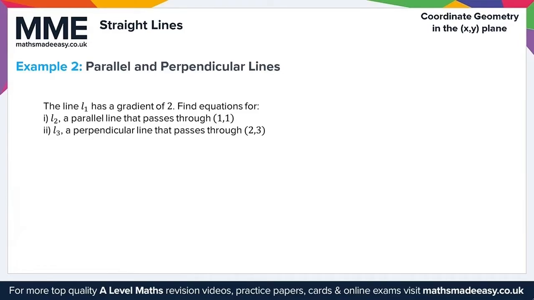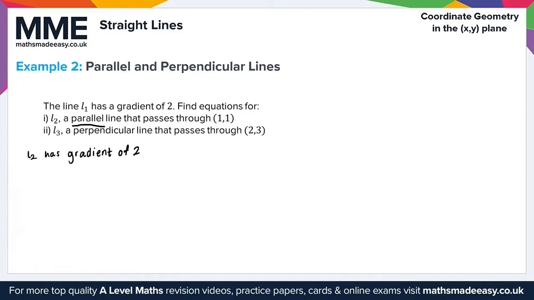Well, the first thing to note here is that this line is parallel. And remember, if two lines are parallel, they share the same gradient. So in that case, L2 has a gradient of 2. Okay, so we can note that down. So L2 also has a gradient of 2.